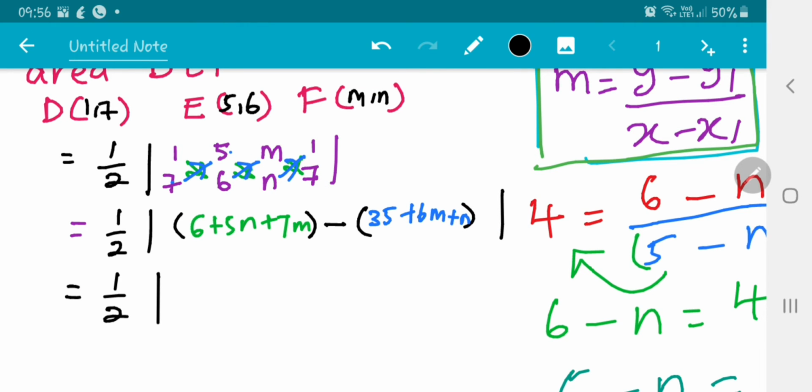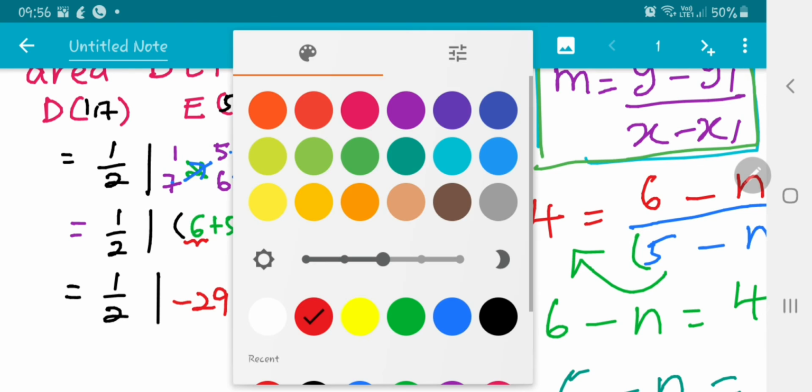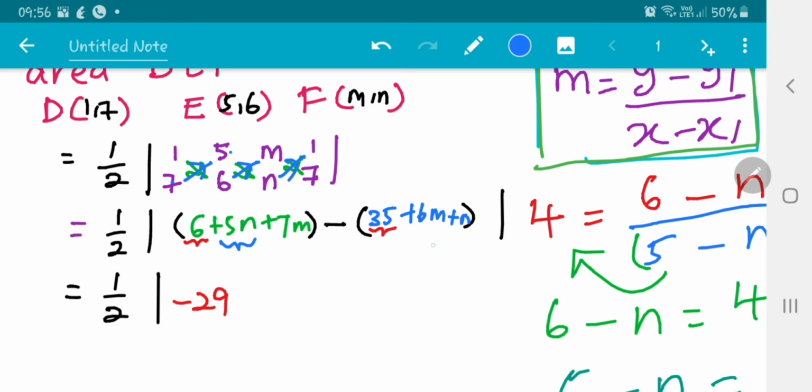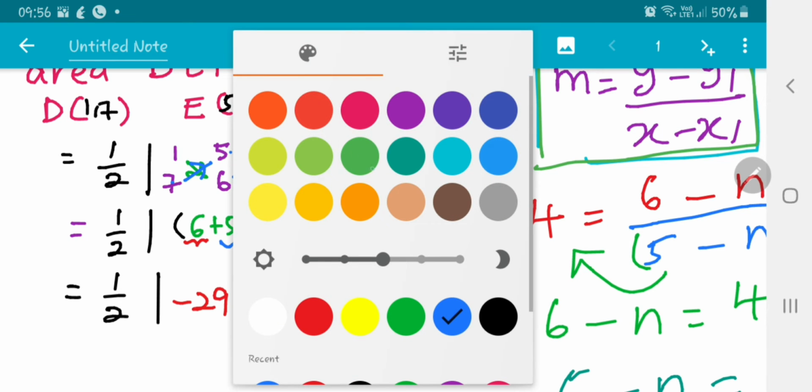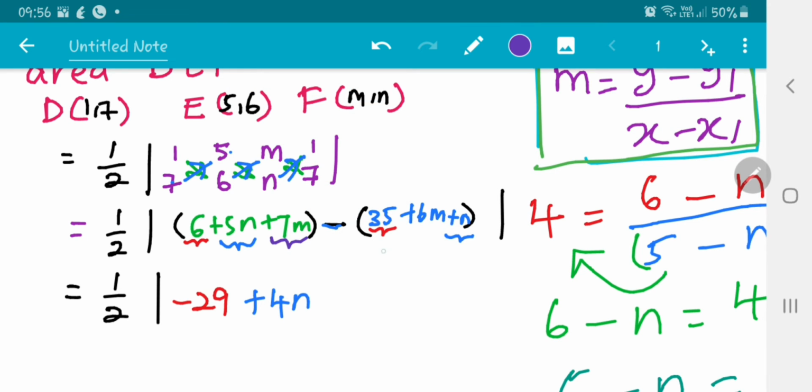Okay, nak solve. Ingat, ambil nombor dulu, 6 dengan 35. 6 minus 35, negative 29. 5N minus N, 4N. Next, 7M minus 6M, M. Okay, done. So dia cuma kata express the area of the triangle DEF in terms of MN. So boleh tinggal macam ni. Boleh lah, boleh tinggal macam tu jawapan.